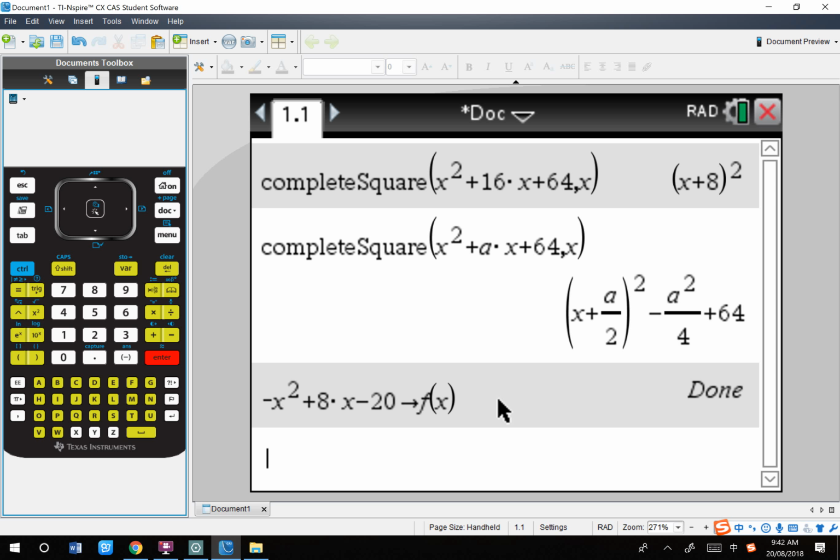And then let's find the y-intercept. How do we find the y-intercept?